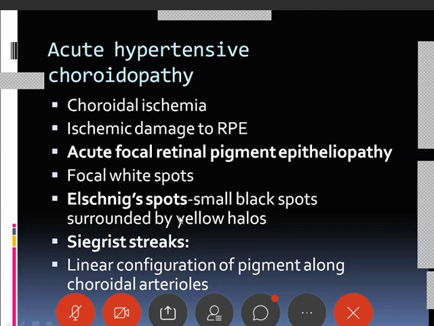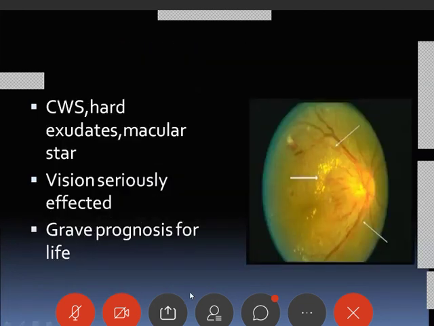The other feature is Elschnig spots. In the lens we also get what are known as Elschnig pearls, which are seen in after cataract. But these are Elschnig spots. We get small black spots surrounded by yellow halos. They are the Elschnig spots. Then Siegrist streaks. These are linear configurations of pigment along the choroidal arterioles.